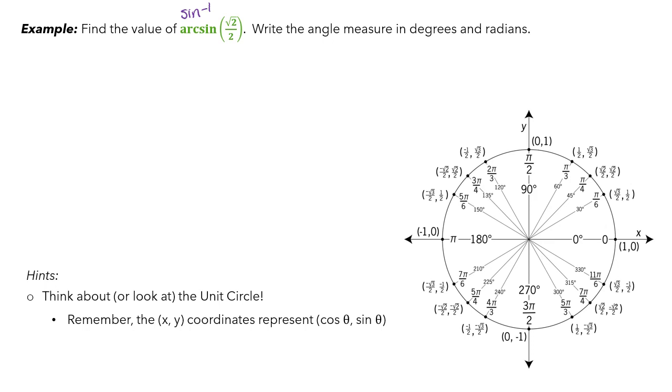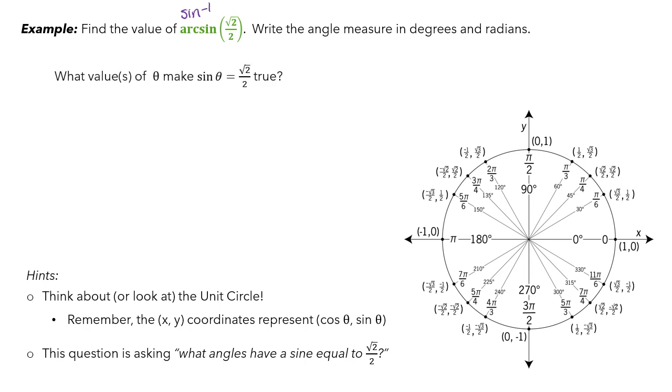Here's our unit circle, we'll use that. We also want to maybe translate the question. It says to find the value of arc sine of root 2 over 2. That's the same thing as asking what angles, notice plural there, have a sine equal to root 2 over 2. Another way I translate that is: what values of theta make the equation sine of theta equals root 2 over 2 true?